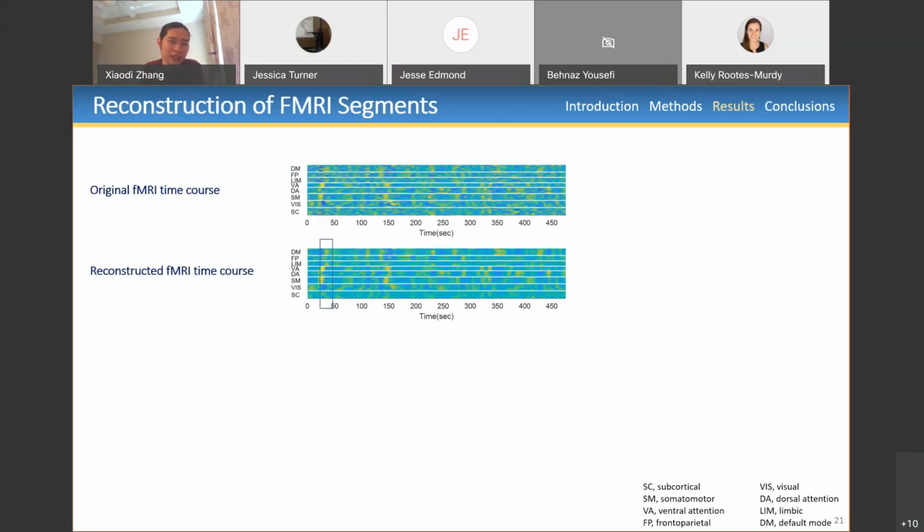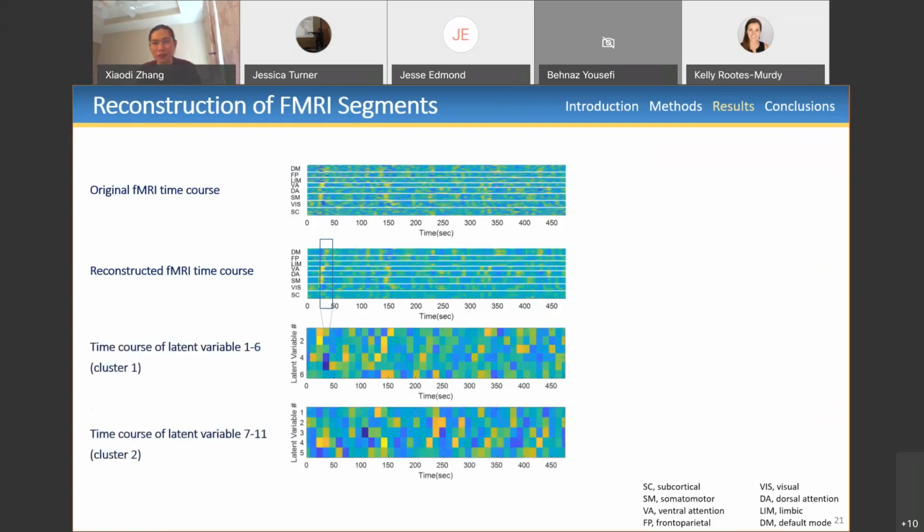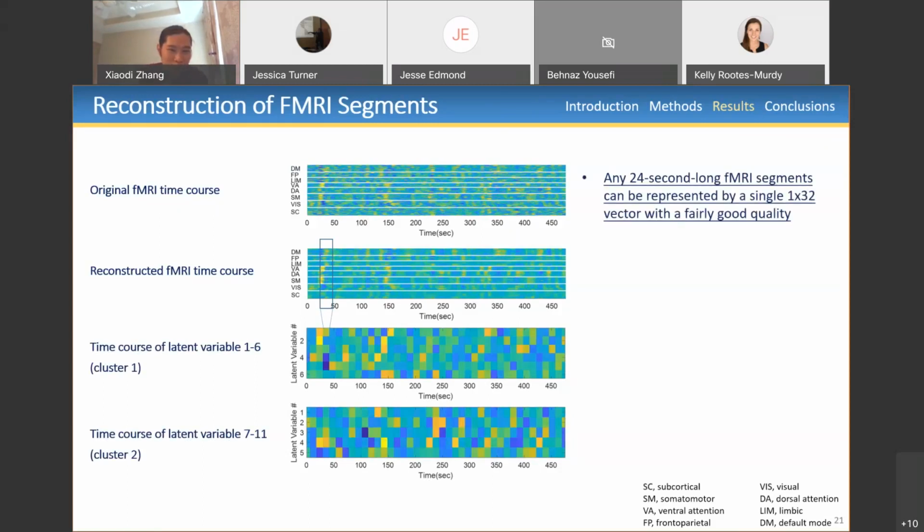And I want to mention that this is the entire fMRI scan, but for the autoencoder, we take this short window of fMRI segment as our input, which has 246 parcels and 33 time points. And all of the information here was encoded into a single vector that has only 32 latent variables. So I think it's a relatively aggressive downsampling in some sense, but at the same time it still has a fairly good quality.